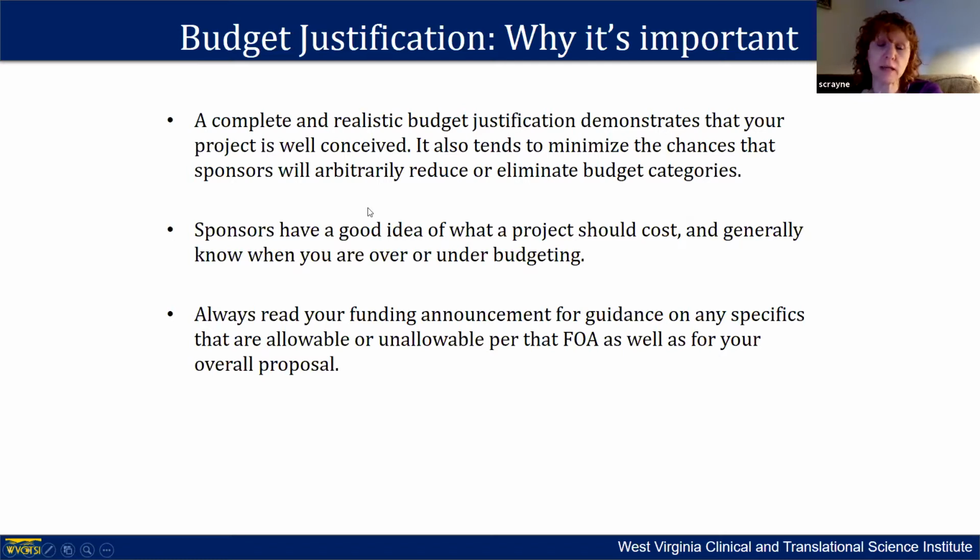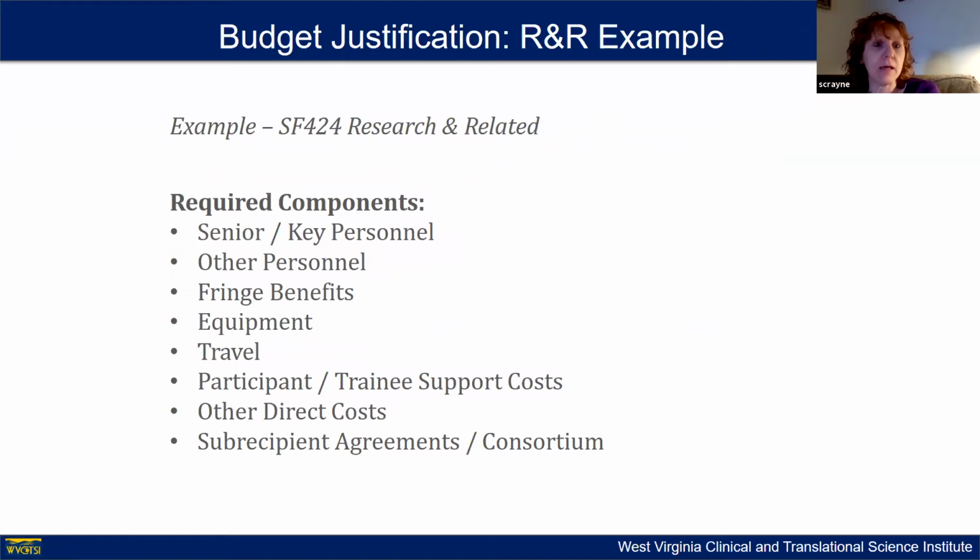And of course, always read funding announcements for guidance. Sometimes they have specific things that they require to be in the budget, like travel to a sponsor meeting or so forth that they expect to see there, but they also have a lot of other great information for your overall proposal. So always read your funding announcement. These are the required components of the R&R, or research and related budget, that we're going to talk about a little bit in depth.